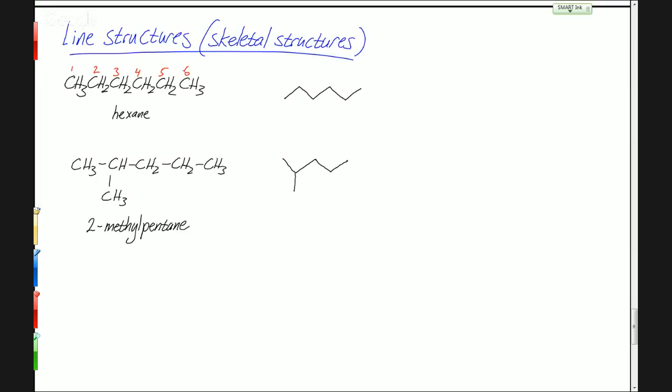There's our 6 carbons, and then here there's also 6 carbons. Over here we've got these 5 coming across here, and then there's that extra methyl group coming down off of the 2 the same way. So that's our first rule of line structures.